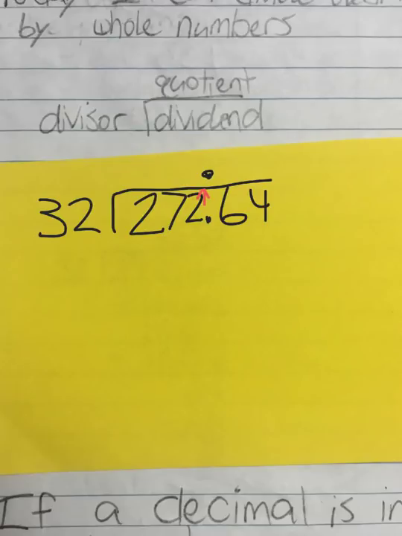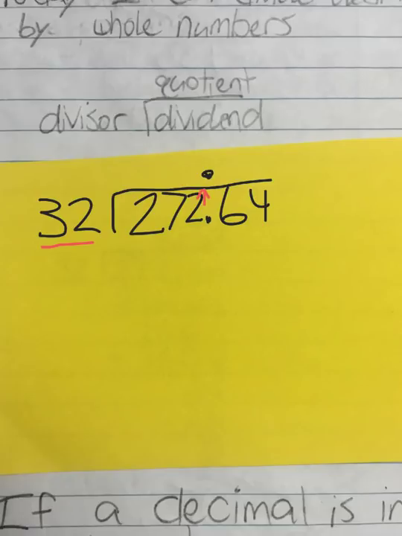So I'm going to take my 32 over here and I'm going to say, okay, how many times does that go into 2? It doesn't work. How many times does that go into 27? It doesn't work. So now we have to see how many times 32 goes into 272. A good way to figure out a number to guess to start with is to use estimating. So instead of 32, I'm going to round that to 30. And I'm going to say, okay, how many times could 30 go into 270?